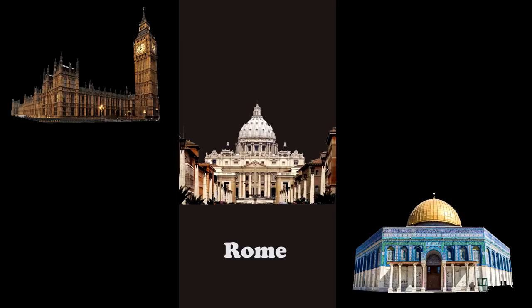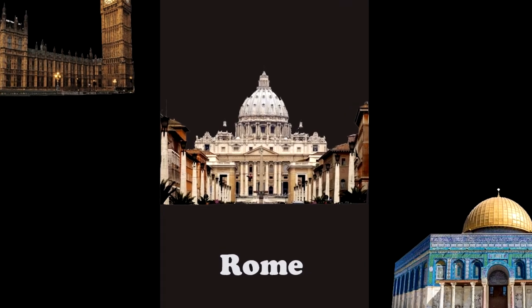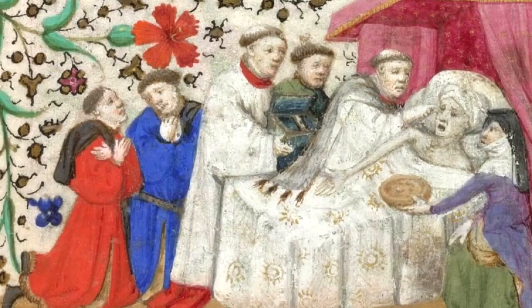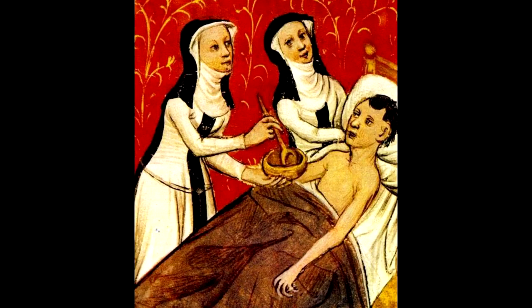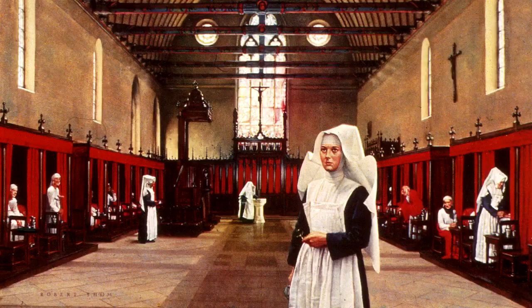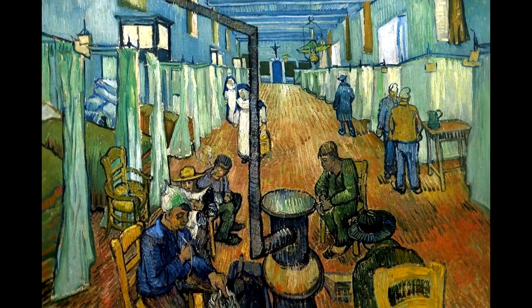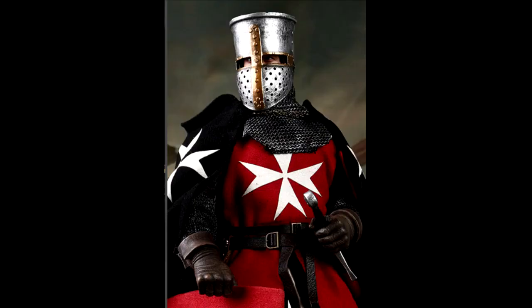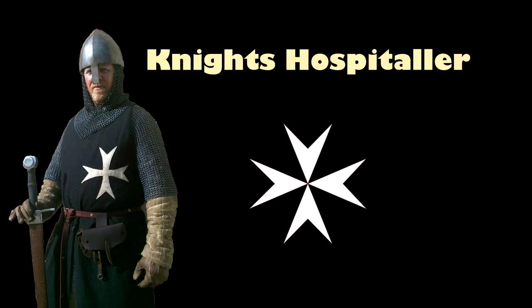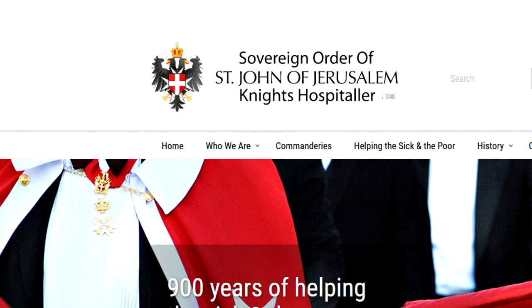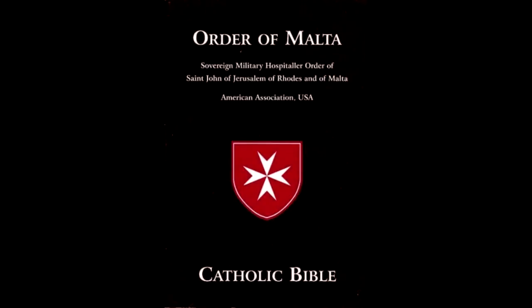Let's take a look at capital number two, Rome. A lot of hospitals have their origins in churches or abbeys, the Catholic system. So it was obvious to me that we are talking about the Knights Hospitaller. The Sovereign Order of St. John of Jerusalem, or the Order of Malta.